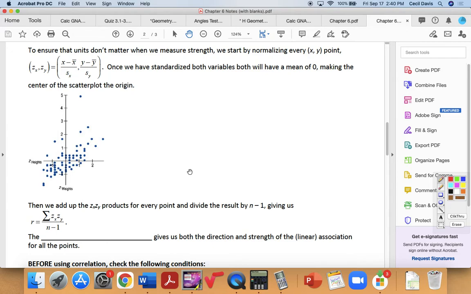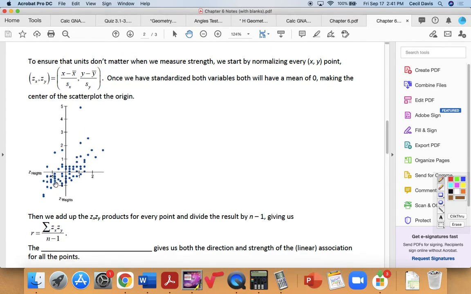Now, why is it that that tells us strength? Well, let's think about a couple of things before we write any more. If both z sub x and z sub y are positive, when we multiply them together, we get a positive, right? If they're both negative, we would get a positive also. And notice with this one, it's pretty clear this has a positive direction. It would make sense that our z-scores would mostly be in the first and third quadrants, because when we multiply those together, we get positive numbers. So whether it's positive or negative kind of makes sense.